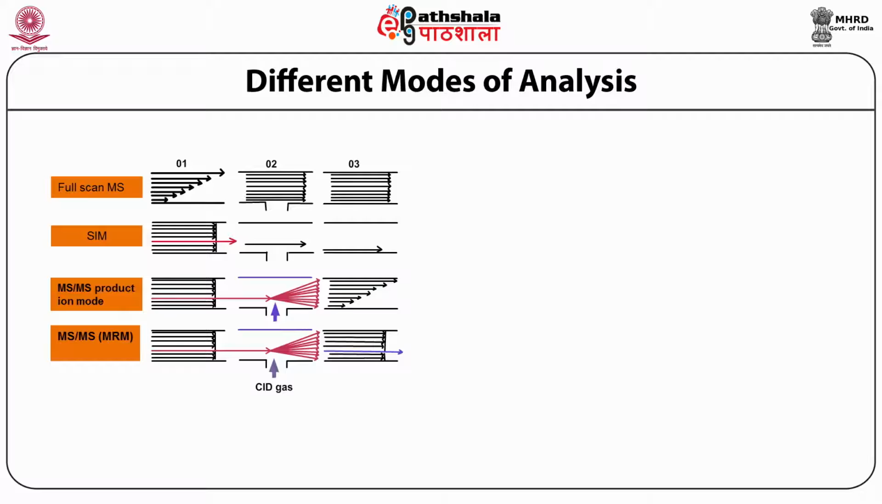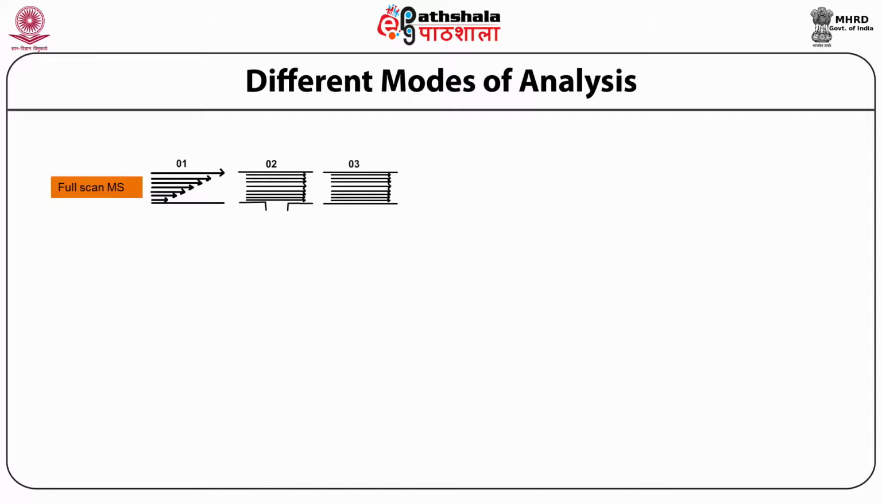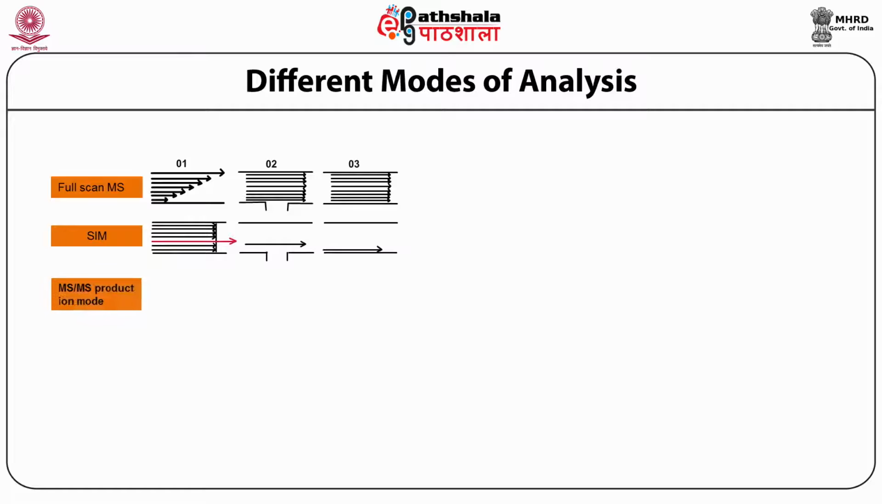Here quadrupole 1 allows a particular compound to go through, quadrupole 2 does the fragmentation, and the fragmented ions are scanned for different masses by quadrupole 3, which gives us information on how the fragmentation has happened for that particular compound. This information is highly helpful to choose a transition which can be monitored selectively and used in the next mode, that is MRM.